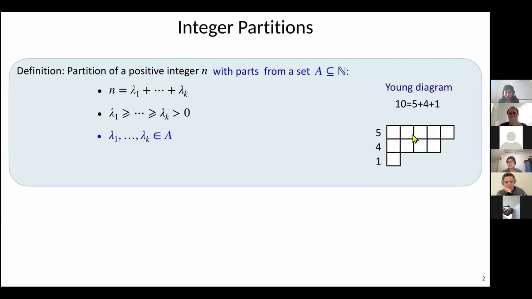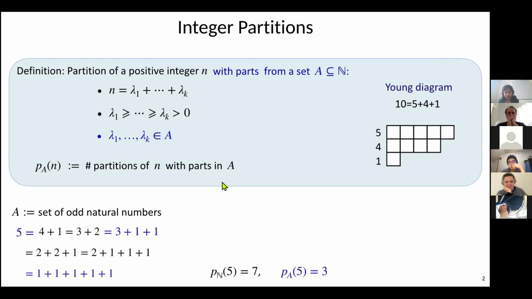Now, if you want to say that you only care about partitions where the parts lambda j come from a given set A, so you take A to be a subset of natural numbers, and you put this extra condition that all the lambda j's are from the set A. Throughout this talk, we will denote by P sub A of n the number of ways you can write n as a sum of these lambda j, where the lambda j's are now from this set A.